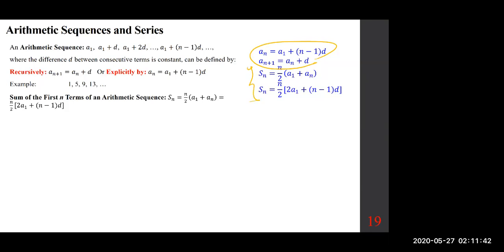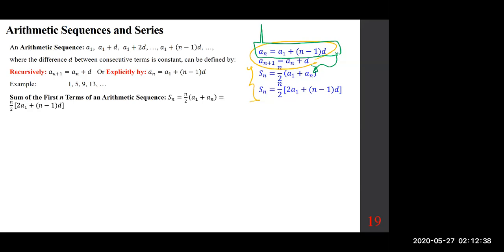S sub n, there are 2 ways to calculate S sub n. The sum of the first n terms is n over 2 times a sub 1 plus a sub n. And as you recall, this is the same formula that's used for the summation of I. That's really an arithmetic sequence, if you will. And you can replace a sub n with a sub 1 plus n minus 1 times d. Then a sub 1 plus a sub 1 makes it 2a sub 1, which gives you the second formula.